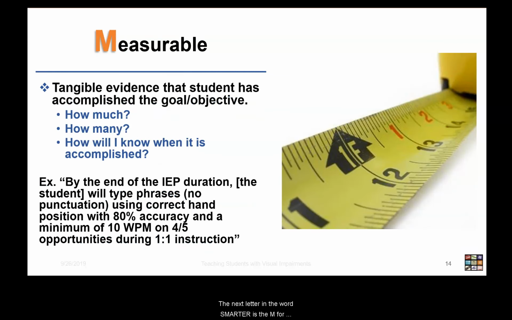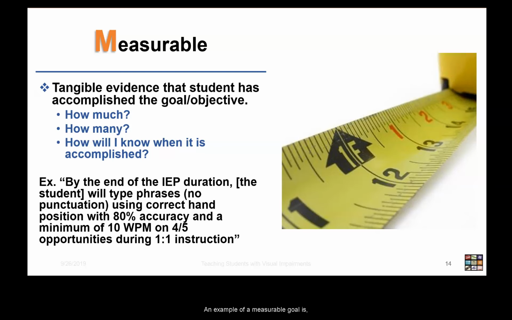The next letter in the word SMARTer is the M for measurable. This means there needs to be concrete evidence that the student has accomplished the goal or objective. It should detail how much or how many is needed and be clear how you will know when it is accomplished.